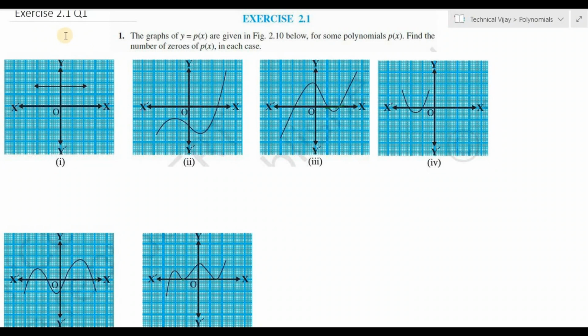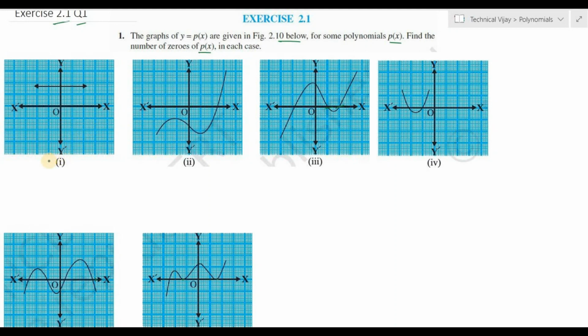Welcome students. Today we will see this Exercise 2.1, question number 1. The graphs of y equals p(x) are given in Figure 2.10 below. Here these are the 6 graphs he has given for some polynomial p(x). Here what we have to do is find the number of zeros of p(x) in each case.